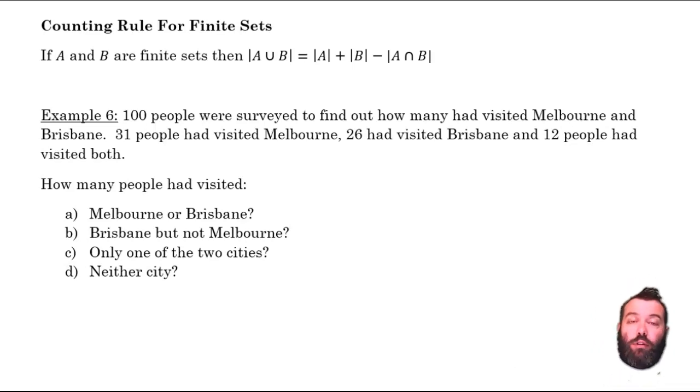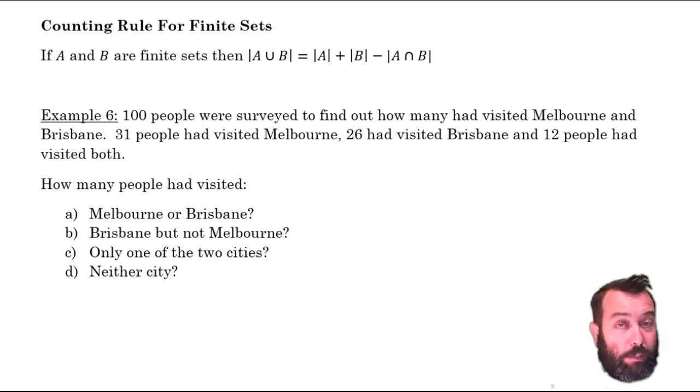Now, this counting rule for finite sets, finite meaning there's a limited number. So when I was talking about those sets like the even numbers, well, that's an infinite set.